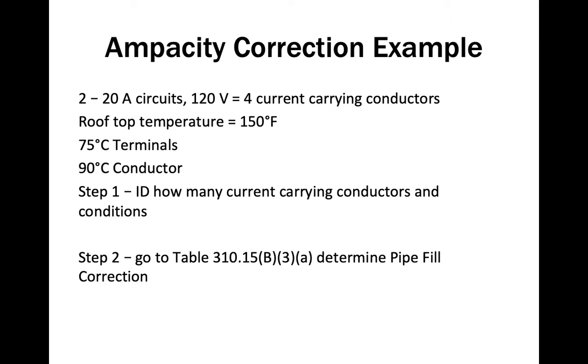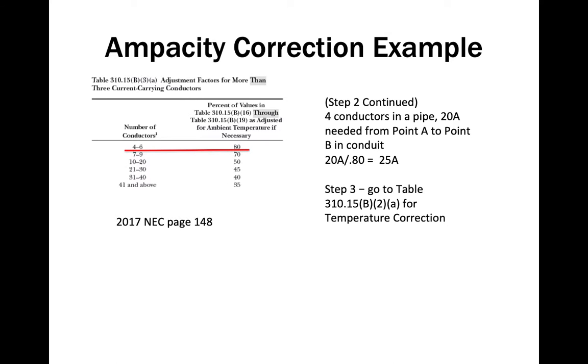All right, step 1. ID how many current carrying conductors and what are the conditions. I already did that for you. The conditions are 150 degrees Fahrenheit, 4 current carrying conductors in a pipe. Step 2. Go to table 310.15(B)(3)(a) to determine pipe fill correction. So I do that. On the right hand side, I need 20 amps. Now I'm going to upsize my conductor based upon that number.